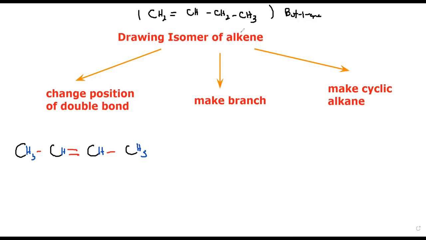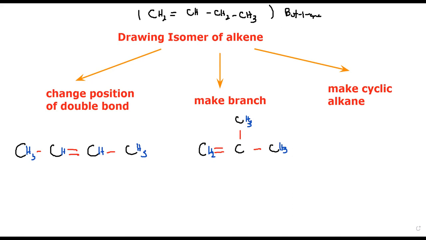If we want to make a branch, what do we do? We draw 3 carbons in a straight line, and we can put a branch either up or down. That does not make a difference. And then we make a double bond here, single and single. Then the remaining will be hydrogen. This will have 2 hydrogen, this will have 3 hydrogen, and this will also have 3 hydrogen. So this is a branched isomer, where we make a branch.